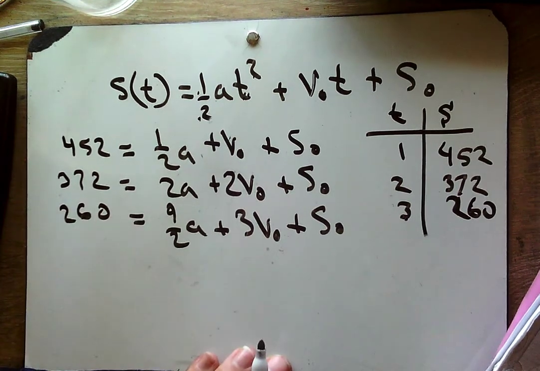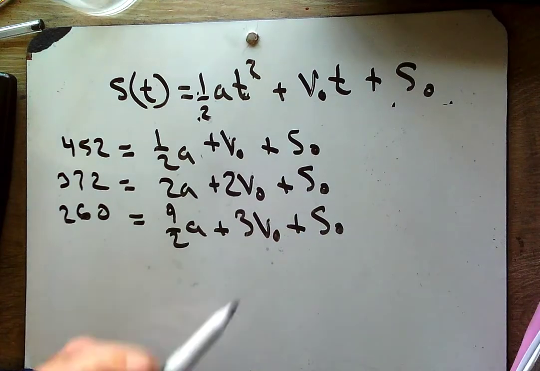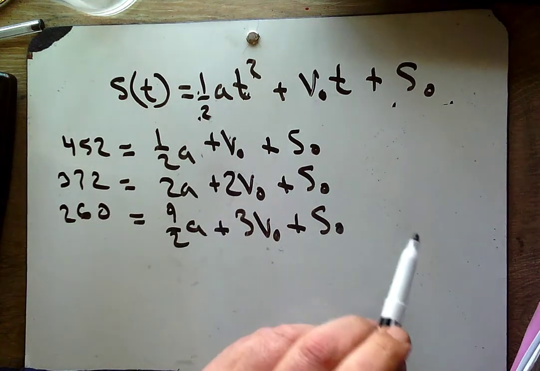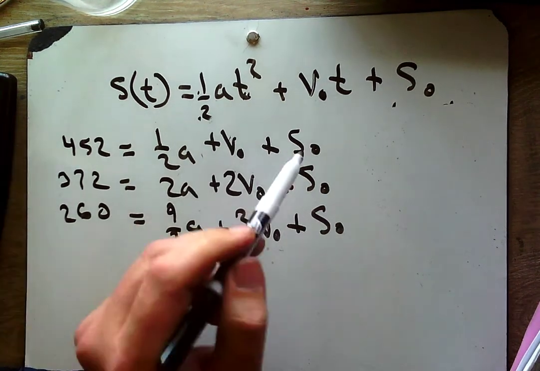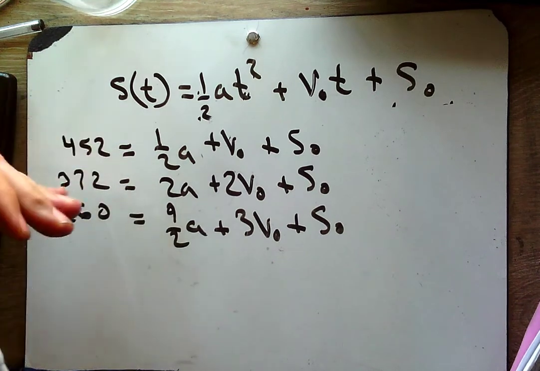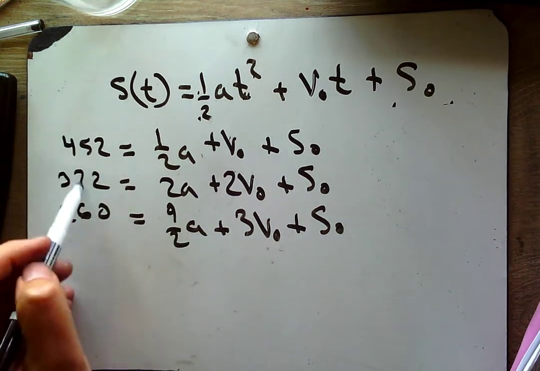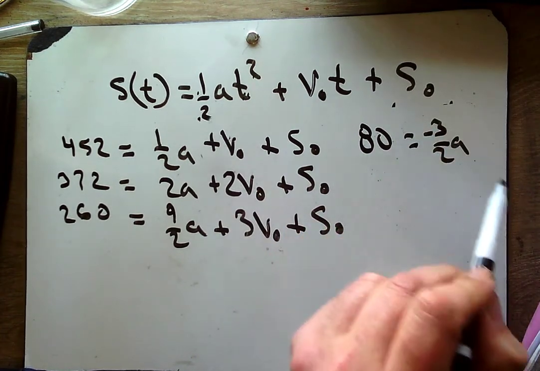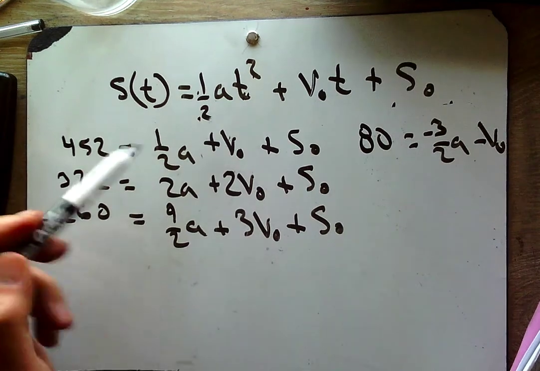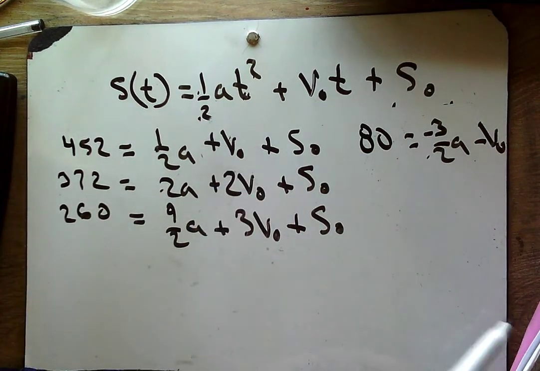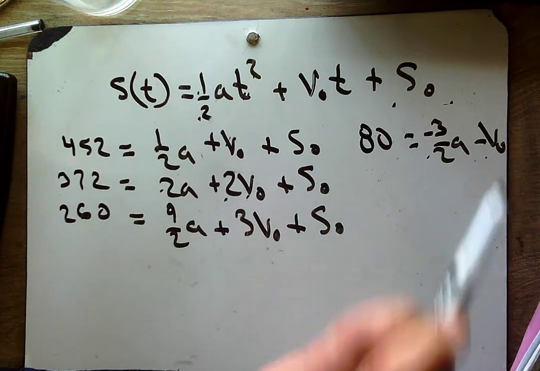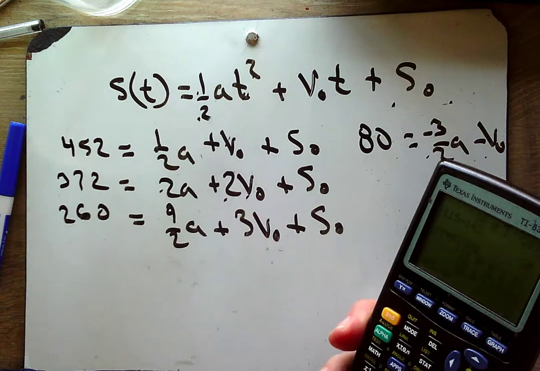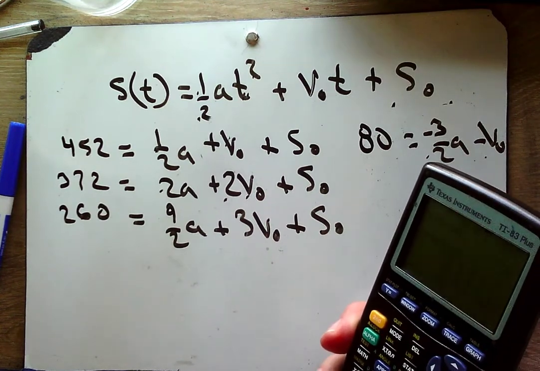Now I can solve this three-variable system. Just like we saw before, I'm getting rid of s sub o. So I'm just going to take the first equation and subtract the second equation. That's going to give me 80 equals negative 3 halves a minus v sub o. 1 half minus 4 halves is negative 3 halves. 1 minus 2 is negative 1. And I do want to check that 452 minus 372 is in fact 80.